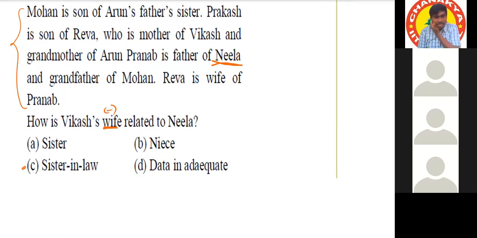Okay. If completed, let me try. Yeah. Shall we? Yes, sir. Mohan is the son of Arun's father's sister. This is Arun. Arun's father is this one. Arun's father's sister is this one. And Mohan is the son of this one. Mohan is a male or female?